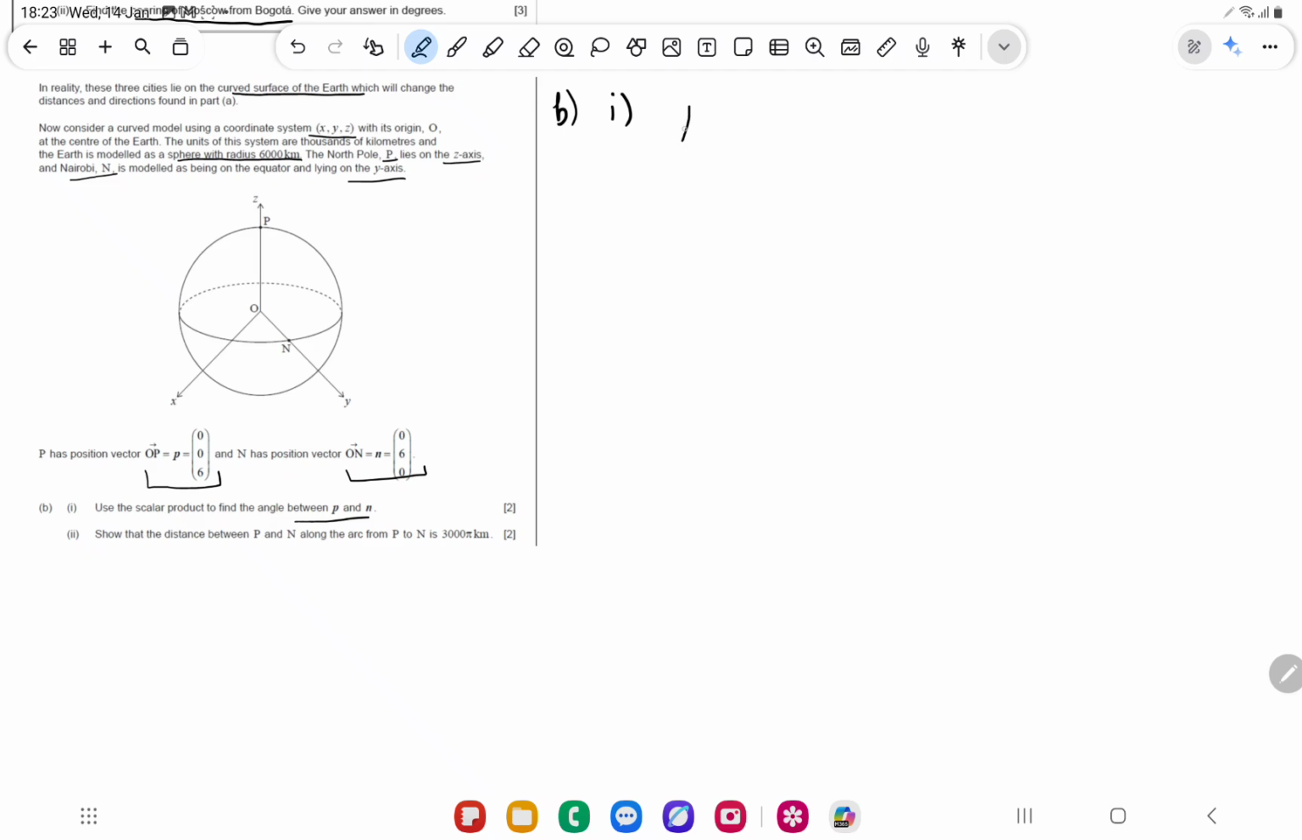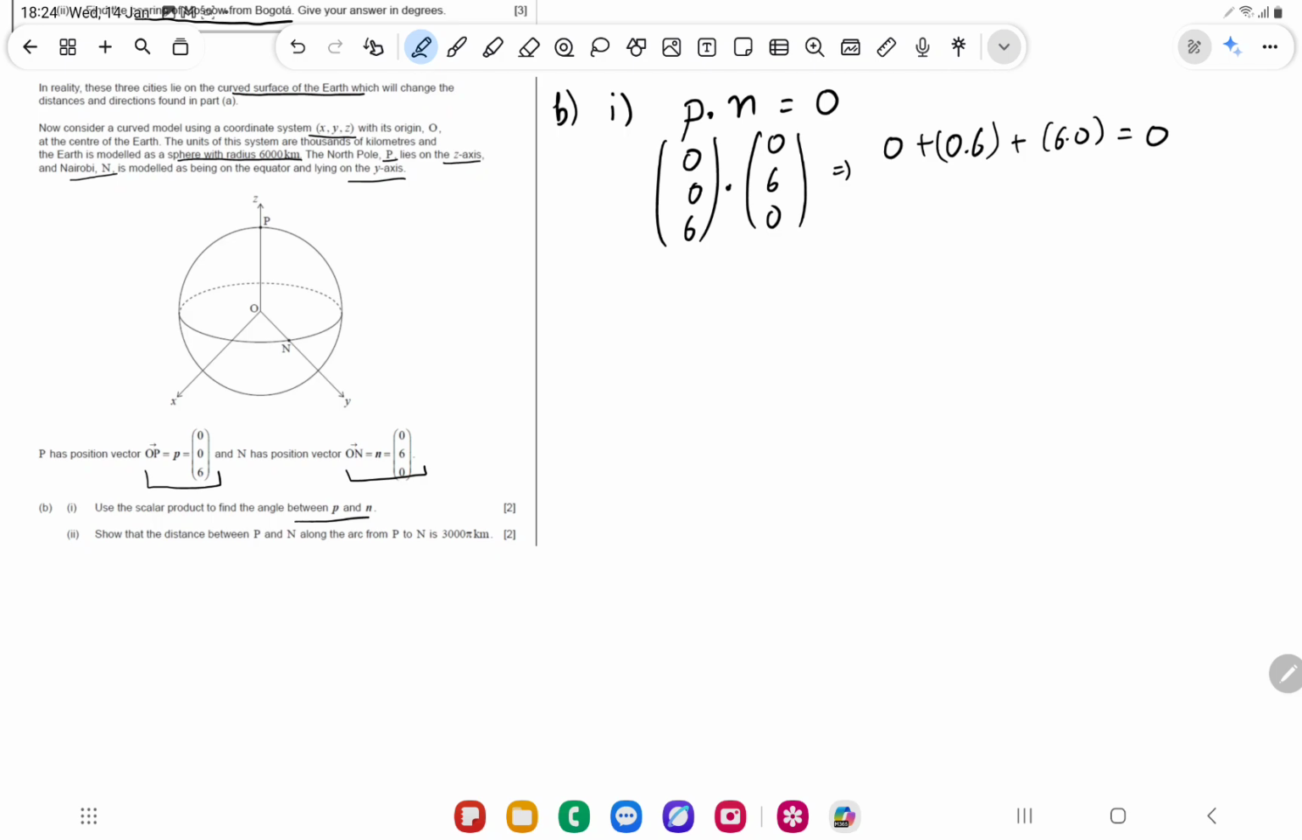Since we have to find the angle, I can use the dot product and write P dot N. I have to write the vectors. So it's (0, 0, 6) dot product with (0, 6, 0). When you do the dot product, it is 0 times 0 plus 0 times 6 plus 6 times 0. So this is how you get your answer as 0. It means the angle is 90 degrees, or I can say pi by 2 in radians.